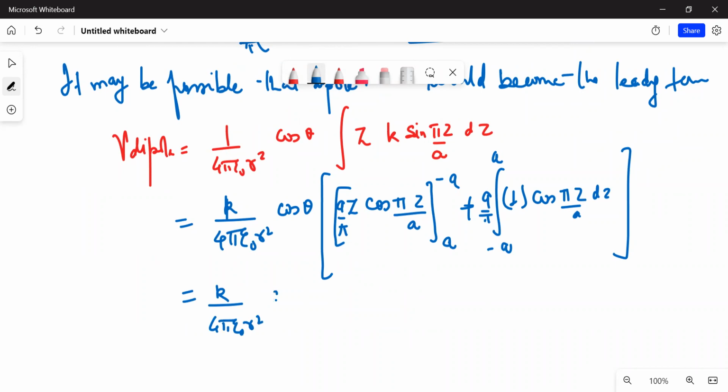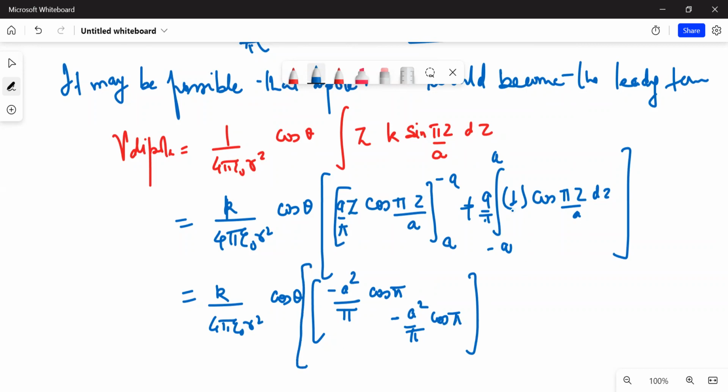In another step, this is k upon 4 pi epsilon naught r square cos theta. If you take minus a, this would be cos pi. Cos pi is minus 1. And again, minus of, understand this as 0. Look, if you put a, how much will it come? Minus of a square upon pi cos pi, because cos of minus pi or plus pi is the same thing. Negative of a square upon pi cos of, you get the first bracket done, and this integration would be equivalent to writing a upon a square upon pi square sin of pi z upon a.